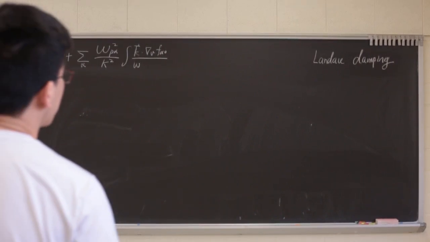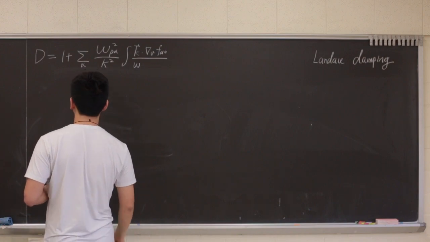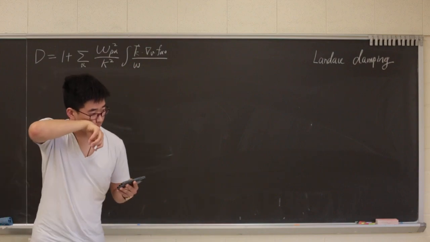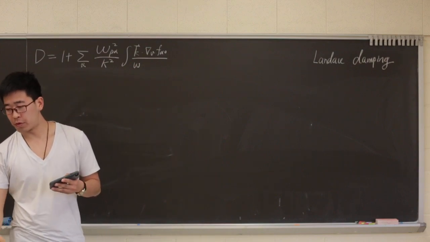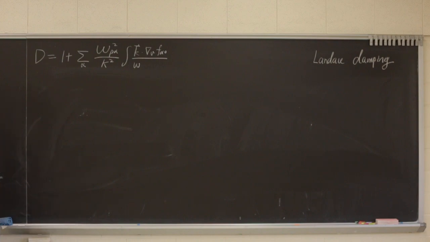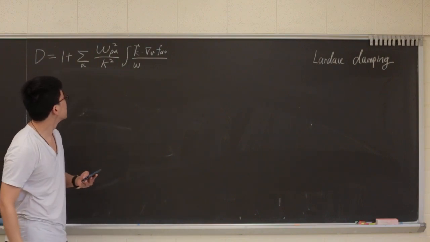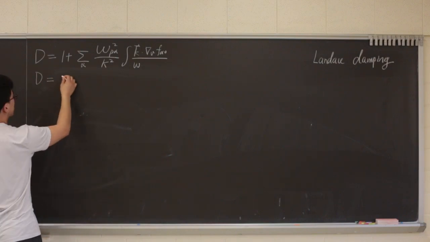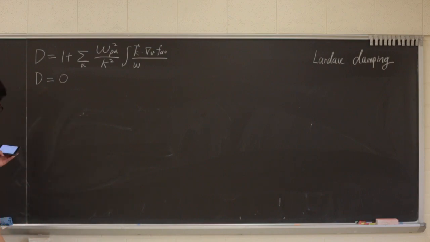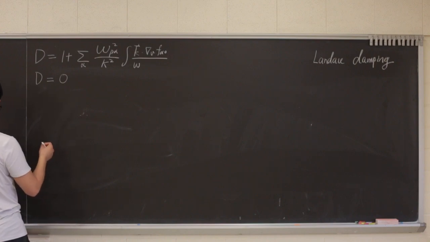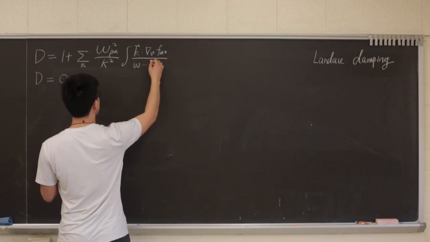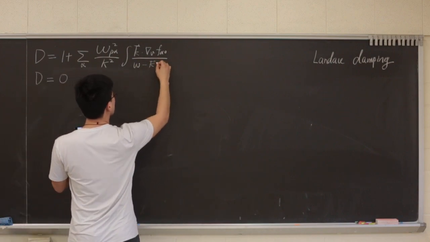Okay. Let me try to explain a little bit about Landau damping with my limited knowledge of it. From the field-free scenario, we derive D equals 1, derive it like this equation. For the dispersion, we have D equals 0. If we expand this, sorry, this is supposed to be like V dot V.